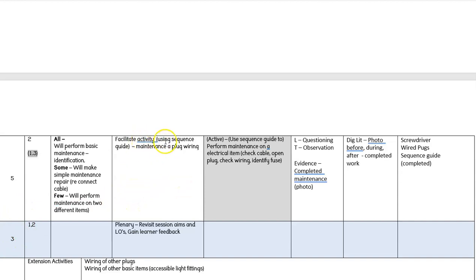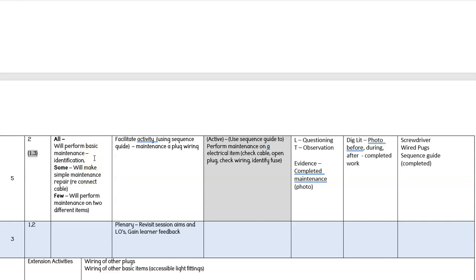So facilitate, this is the activity. So I'm going to facilitate the activity, which is use the sequence guide. Now I'm going to make sure that another tutor has enough on that. So perform maintenance on an electrical item. They've got to check the cable, open the plug, check the wiring, and identify the fuse. And there are a couple of extra steps for those people who are a little bit more advanced, where one of the cables isn't connected properly, so that they could, for example, reconnect that. So all will perform the basic identification maintenance.